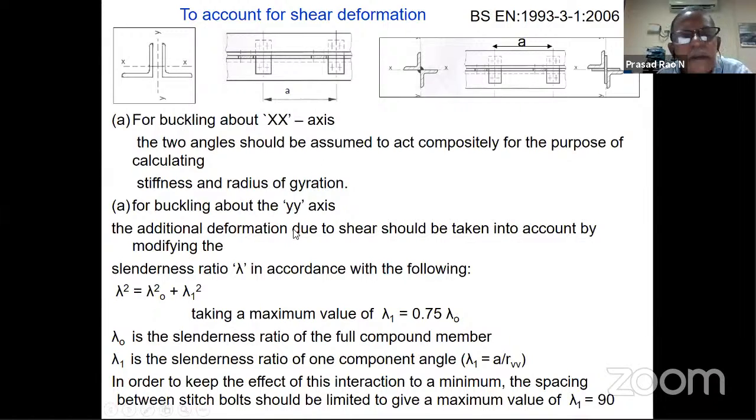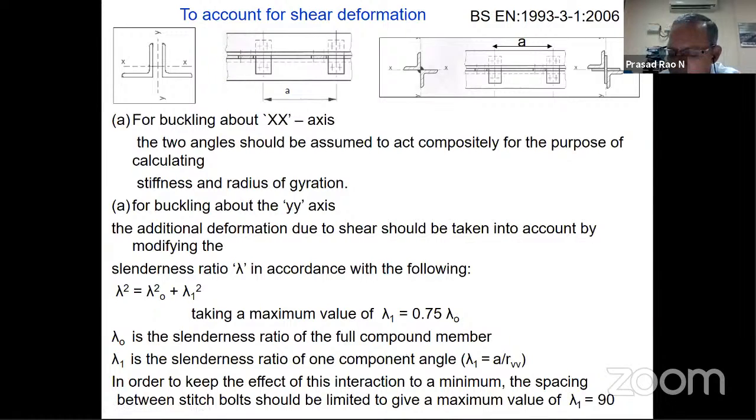In order to account for this shear deformation, your effective slenderness ratio has to be reduced. In the BS code or Euro code, there is a reduction in the slenderness ratio to account for the shear deformation. It is given by lambda squared equals lambda naught squared plus lambda 1 squared, taking a maximum value of lambda 1 as 0.75 lambda naught. This will reduce your L/R and thereby your capacity, so it will be safer.